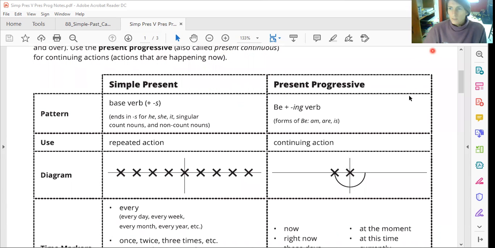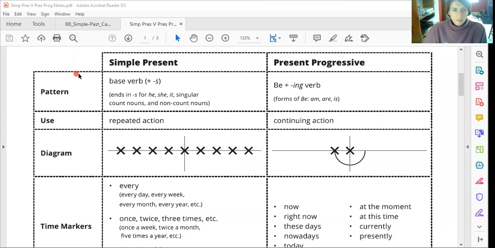Let's take a little bit of a closer look at those two things. So here you see the simple present, and the pattern for that is the base verb, which is another name for the present tense, or the present form of the verb, plus an S. Sometimes. It ends in S if you're using he, she, it, singular count nouns and non-count nouns.